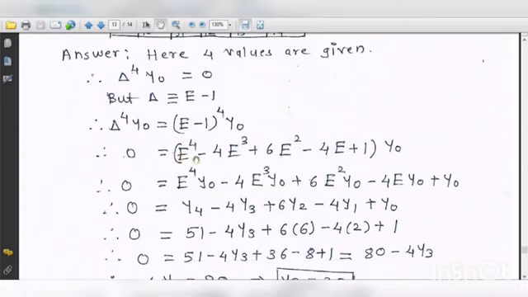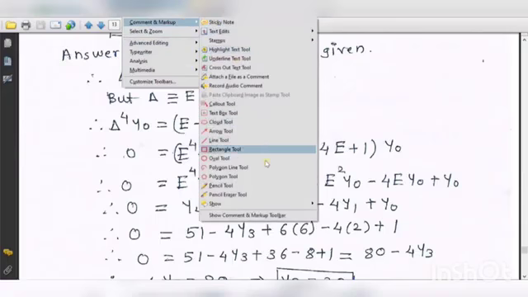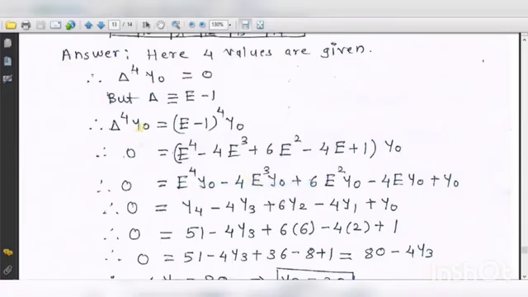1, which is the coefficient of E raised to 4: 4, 6, 4, 1. So within 1 minute you can write down the expansion of this bracket. But as delta raised to 4 y0 equals 0, here we will substitute the value of delta raised to 4. So delta raised to 4 y0 equals 0. Substituting the value of delta raised to 4 y0 as 0 here.